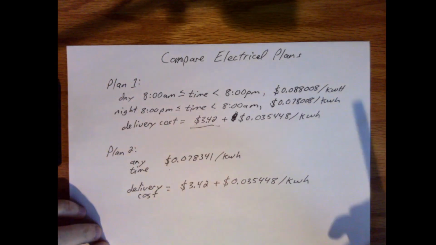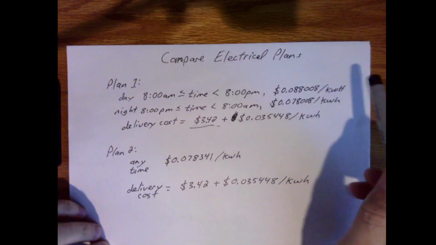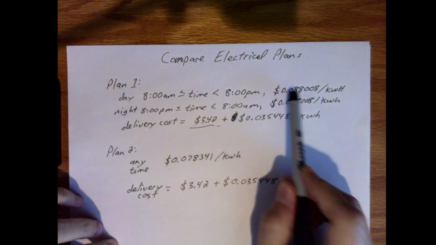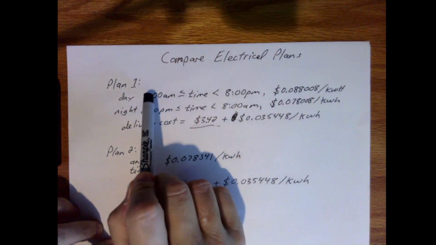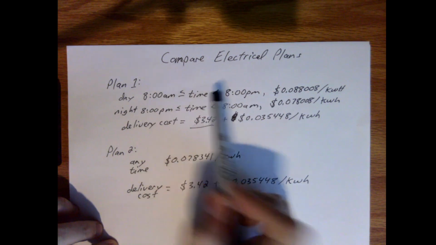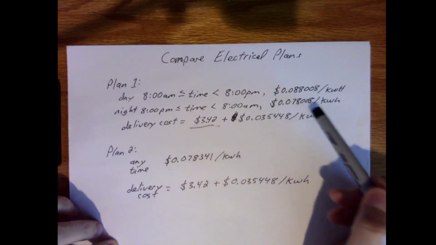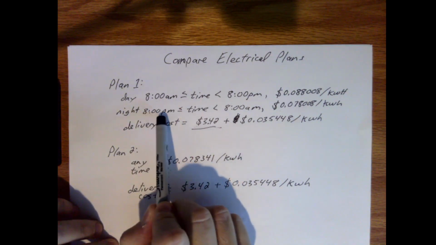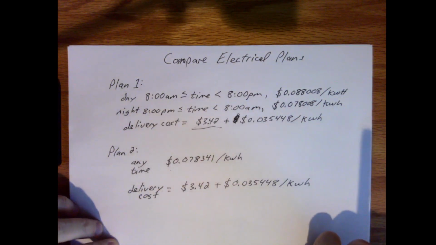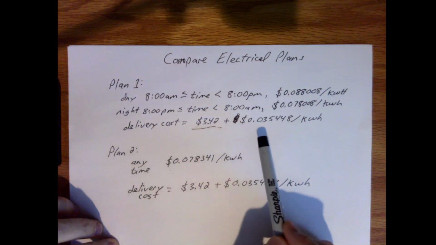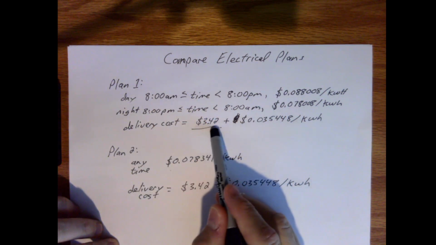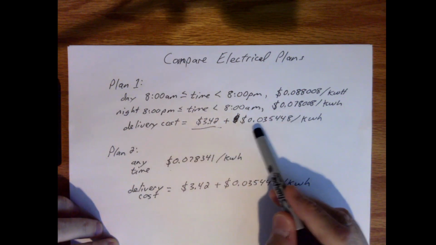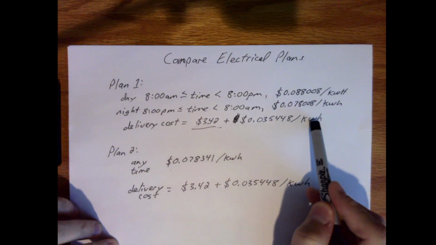Plan 1 charges you about 8.8 cents per kilowatt hour during the daytime, where they define the daytime to be 8 a.m. to less than 8 p.m. And they charge about 7.8 cents per kilowatt hour for nighttime, where that's defined to be 8 p.m. to less than 8 a.m. There's also a delivery cost that's included, which has a flat amount of $3.42, plus about 3.5 cents per kilowatt hour.